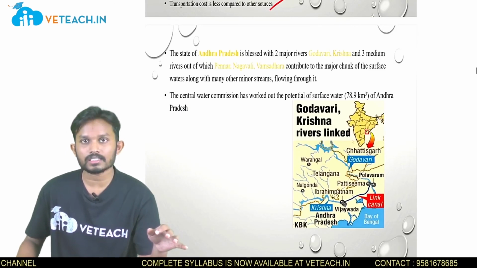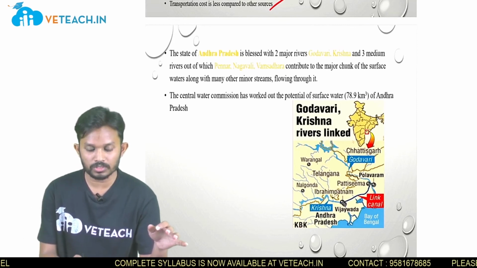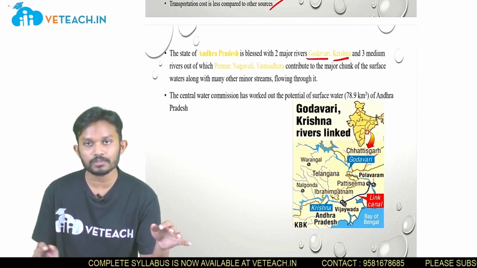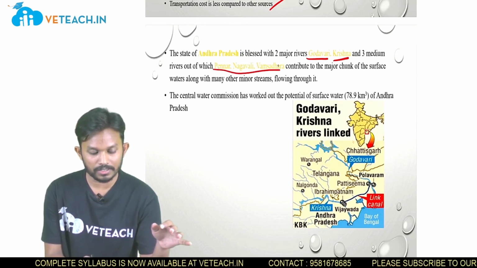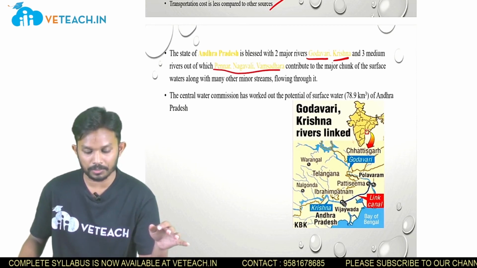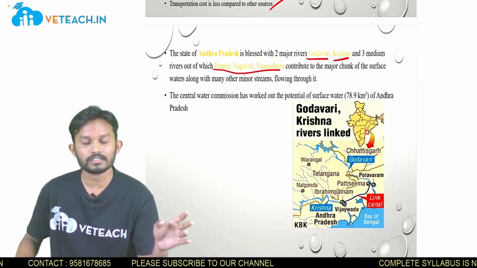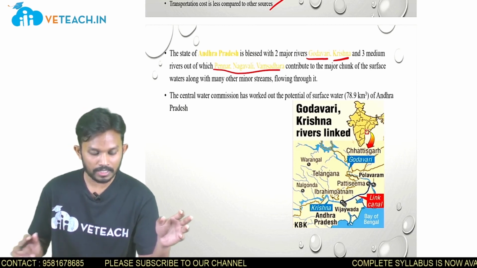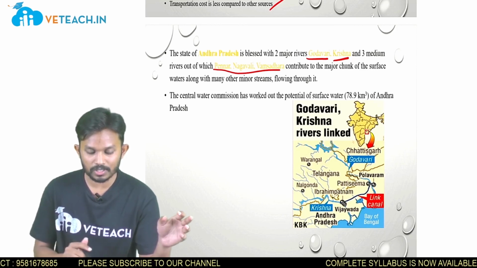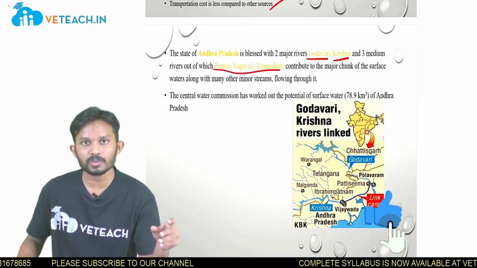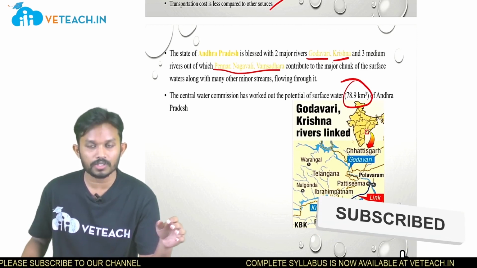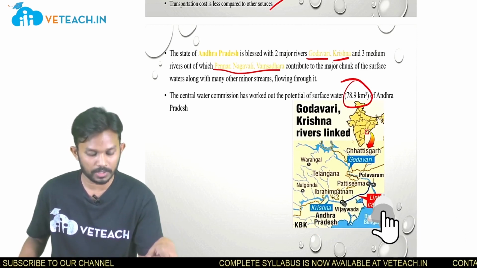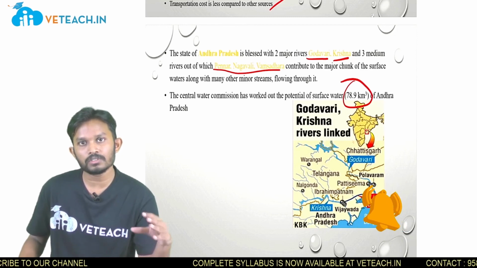If we take the case of Andhra Pradesh, we have two major rivers, Godavari and Krishna, which we largely depend on. Three minor rivers, Pennar, Nagavalli and Vamsadhara, contribute major surface water to the public. The Central Water Commission has worked out that the potential of surface water in Andhra Pradesh is around 78.9 cubic kilometers. This is the volume of water available in Andhra Pradesh, with the catchment available for the public.